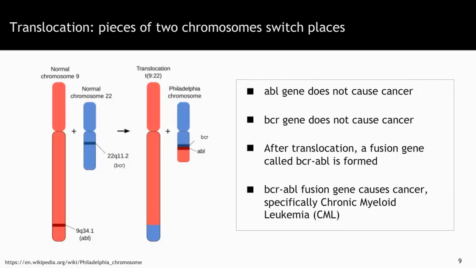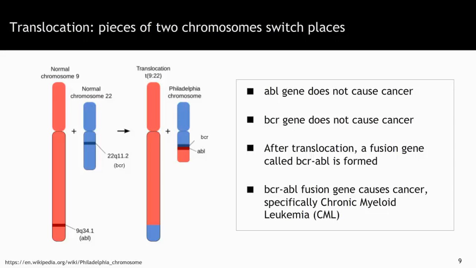The final type of mutation we'll discuss is translocation, which is when two pieces of two chromosomes switch places. This is unusual and can create new genes and proteins that did not previously exist. In this example on the slide, the end of chromosome 9 switches places with the end of chromosome 22.